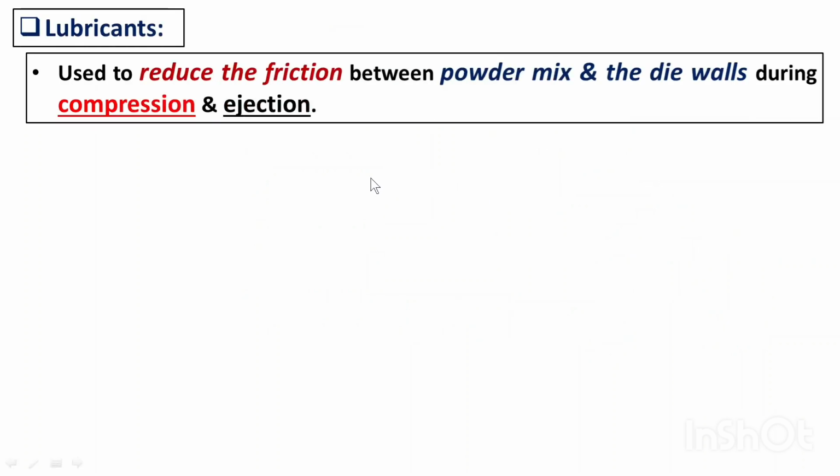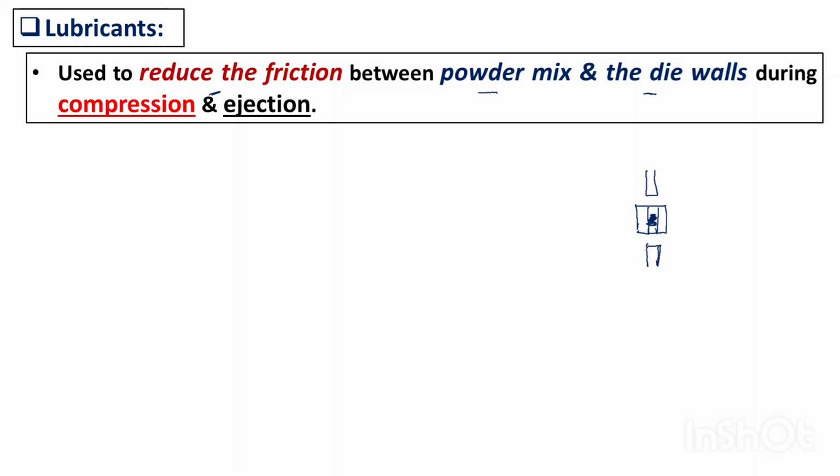So coming towards lubricants, what are the lubricants? Mostly the lubricants are used to reduce the friction between the powder mix and the die wall during the compression and ejection. So mostly in tablet manufacturing, we choose one die, right? Think of it as a die cavity, in that cavity the powder material will be compressed. This is the powder material and this is a die.